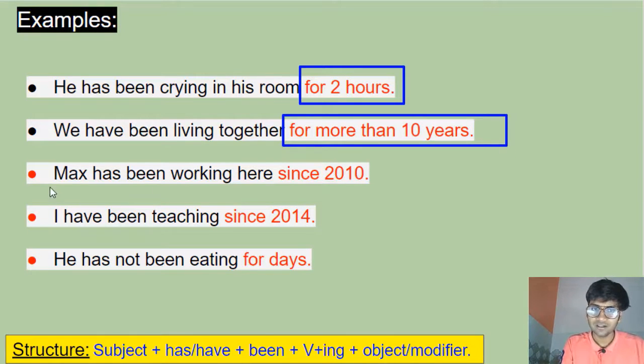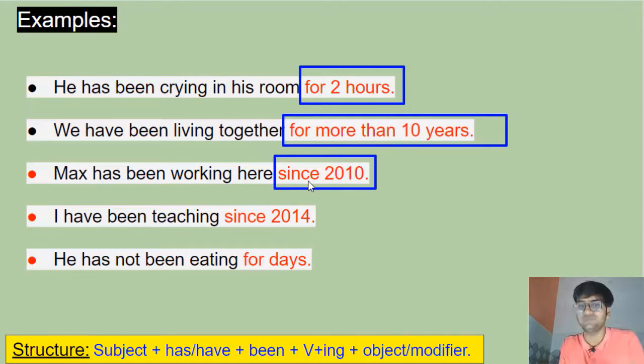Max has been working here since 2010. Max has been doing something, which is working here, and it has been happening since 2010. Now we use since to talk about the starting point of an action, right? The point when the action started happening. Max has been working here, and this action started in 2010, and from that very point of time, this has been going on. Max has been working here.